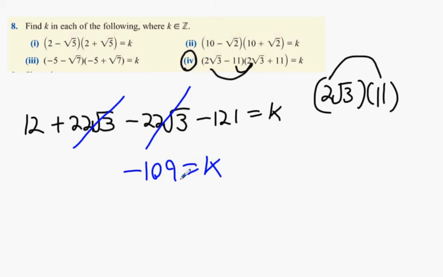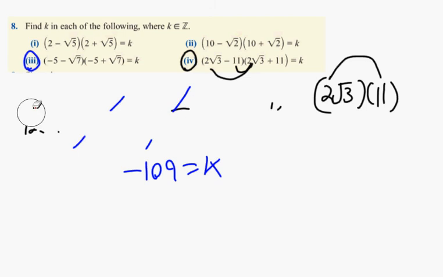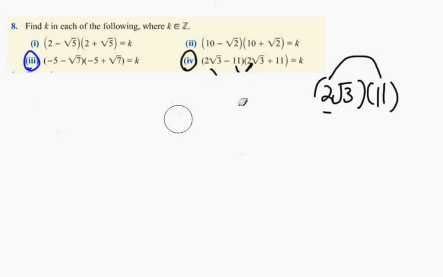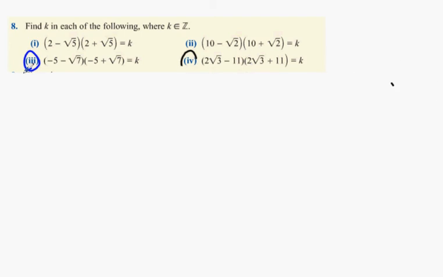Are we alright with that? Is there any need to do the other ones, or do one more? Okay. Which one? Part 3, okay. Same deal. What is minus 5 multiplied by minus 5? Plus 25. Minus 5 multiplied by root 7, minus 5 root 7. Okay, what's minus root 7 times 5? Minus 5 root 7. And finally, what's root 7 times root 7? Minus 7.